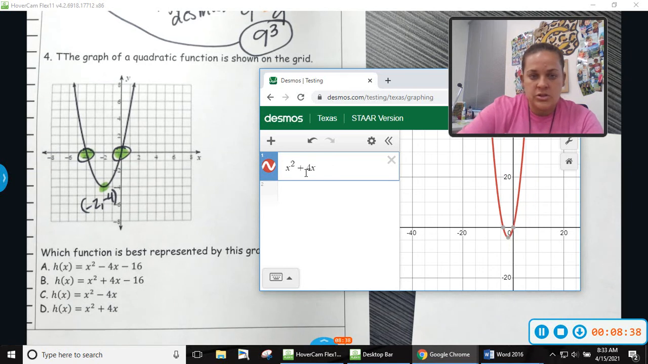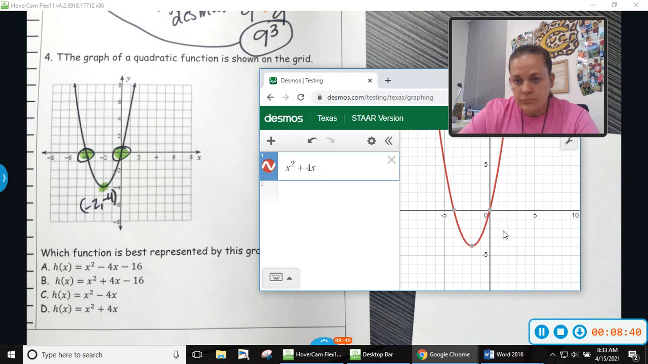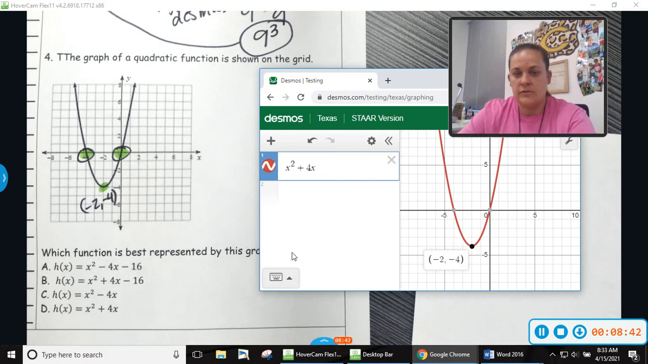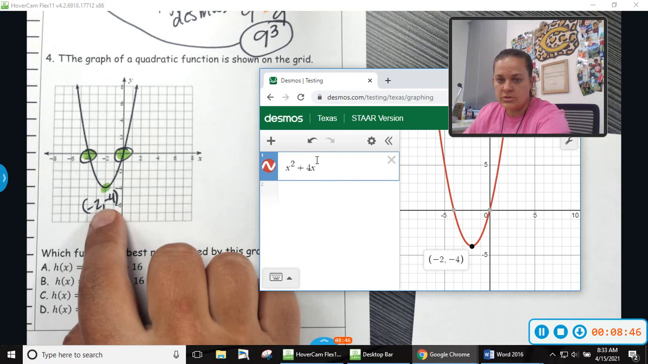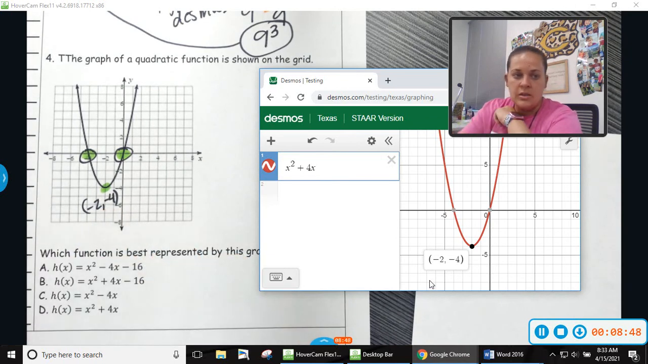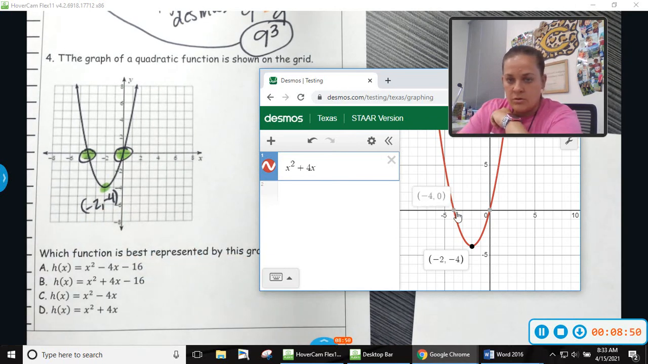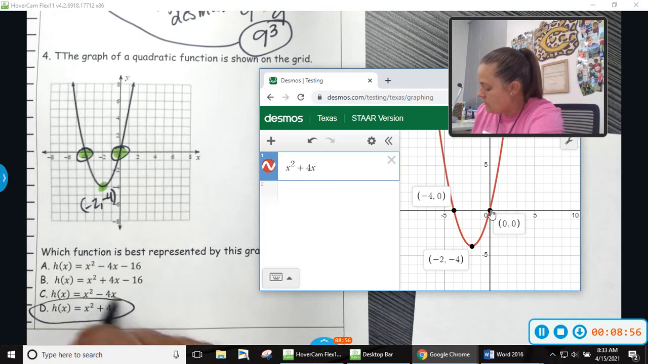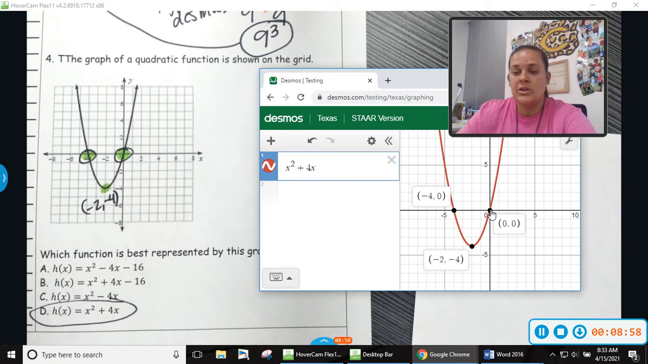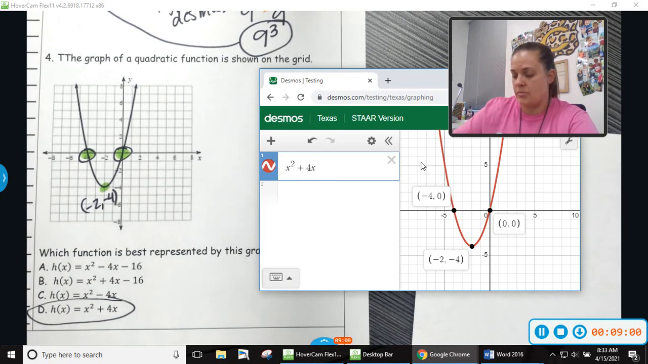So if I change this to a plus sign, my vertex is at -2, so -2, -4, which is the same as this one. And then this one was at -4, which this one is at. This one was at 0, which this one is at. So all you're doing is matching. As long as you can be successful at the matching game, you can pass this EOC test, I promise. Okay?